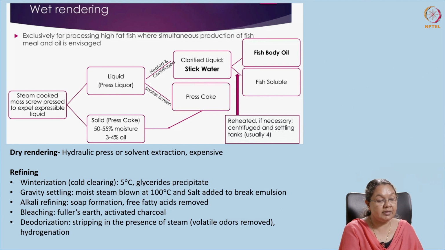Then bleaching is another method which helps in decolorizing. Fuller's earth or activated charcoal can be used, and the activated charcoal can be washed and reused. It traps all the coloring compounds like carotenoids which are present in the oil, and it makes it colorless. And deodorization is the last step in refining, and it includes stripping, sparging of steam into the oil so that volatile odors are removed. These refining steps are common for other oil extraction processes also, whether from plant sources or other sources, oil seeds. So refining processes are the same.